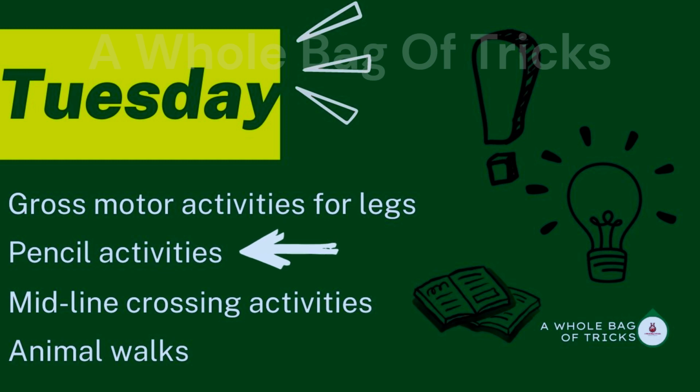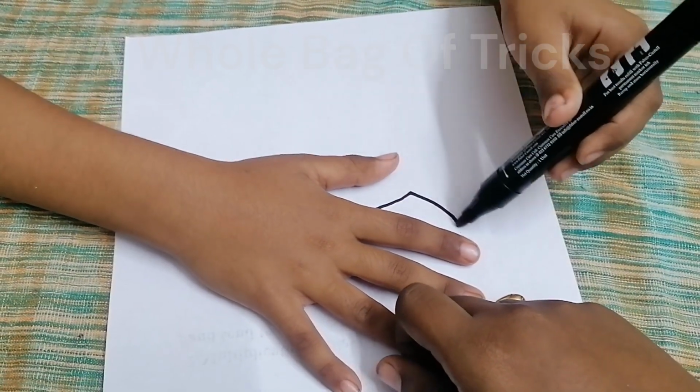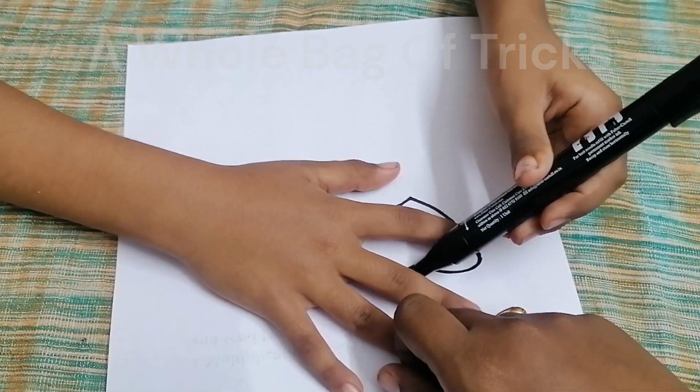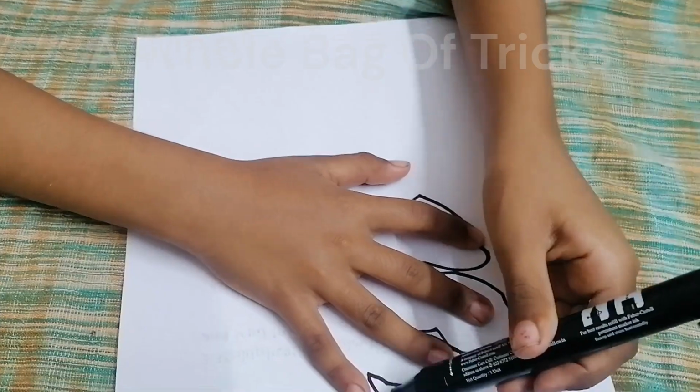For hands, let's do pencil activities. Pencil activities need not always mean writing or drawing alone. Beyond this, there is shading, matching, circling, or finding objects from a cluster, and so on. It helps your child to get the knack of holding the pencil.